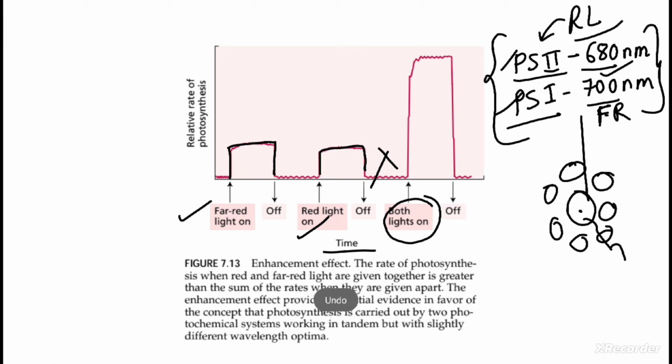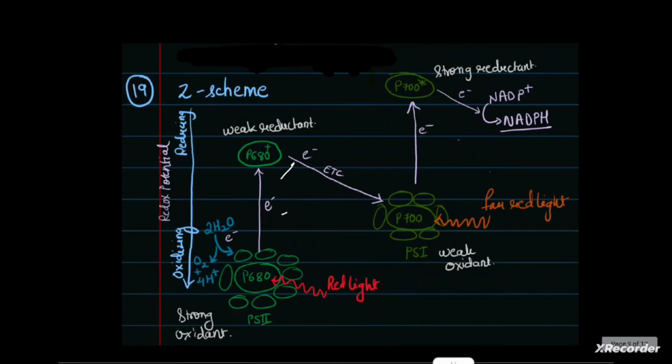What happened now is that both the photosystems obviously absorb the light, and they showed the enhancement here. You can see how drastic the peak of the graph is. So here the relative rate of photosynthesis increased drastically, and he termed this the enhancement effect. This revealed that there are two photosystems, and when they both act together, the relative rate of photosynthesis is enhanced. Okay, so these were the three basic experiments which are important to be known. Now let's move on to the Z scheme.